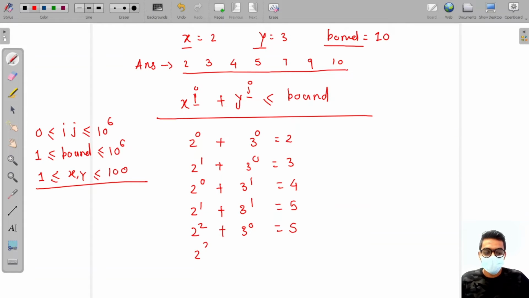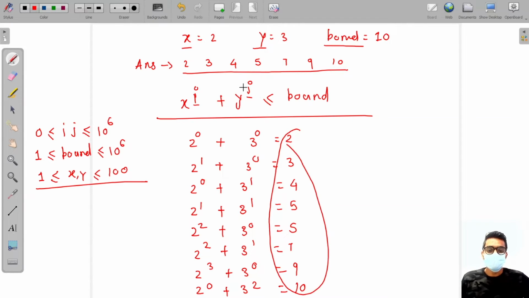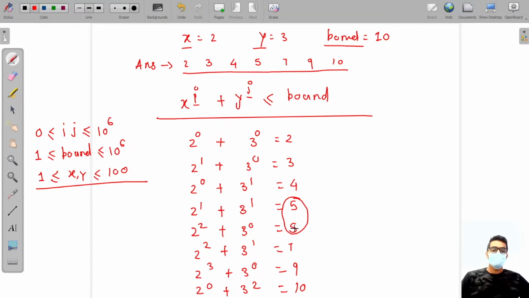Now the next combination that we can make is 2 raised to 2 plus 3 raised to 1, that is 4 plus 3, which is 7. 2 raised to 3 plus 3 raised to 0, 8 plus 1, that is 9. After that, 2 raised to 0 plus 3 raised to 2, 1 plus 9, that is 10. So these are all the combinations present in the answer, but we must make sure that none is repeated in our answer. So we are going to use a set here.